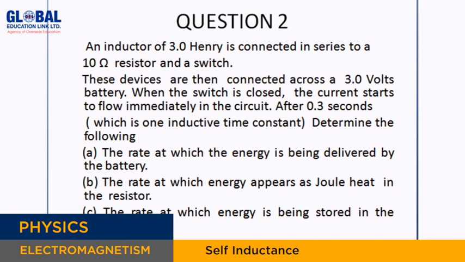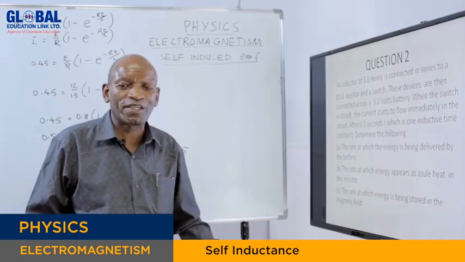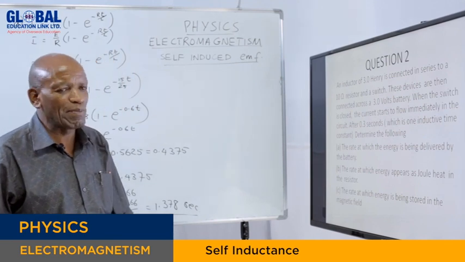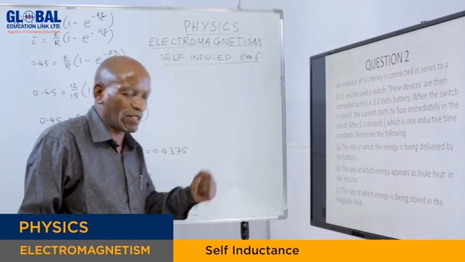A, the rate at which the energy is being delivered by the battery. B, the rate at which energy appears as joule heat in the resistor. And C, the last part, the rate at which energy is being stored in the magnetic field, that is the magnetic field of an inductor. This is the question, and we can solve this as follows.